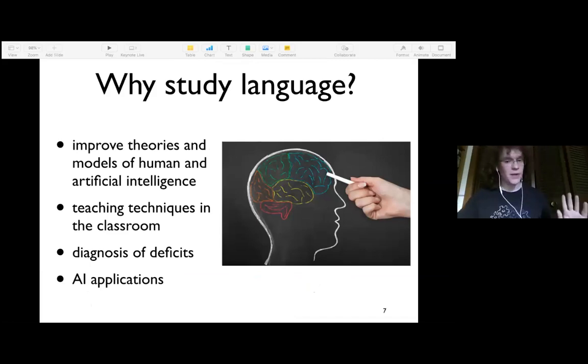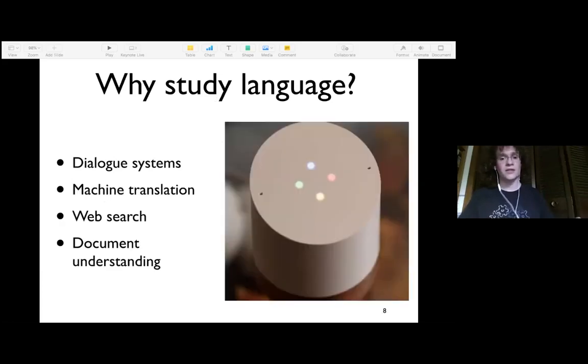So today I'm going to be talking about a language application of vector symbolic architectures. There are a number of reasons to study language. One is to improve our theories and models of human and artificial intelligence. Language is one of the most difficult things that humans do. So if we can replicate that capacity in computers, we have presumably learned something, hopefully a lot, about how human intelligence works. Better understanding how humans learn languages can improve our ability to teach languages in the classroom and diagnose language deficits, and of course, it has AI applications such as dialogue systems like Siri and Cortana and Google Assistant, machine translation, web search, document understanding.